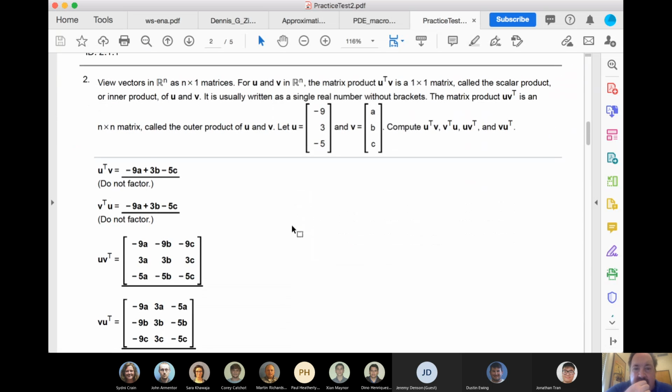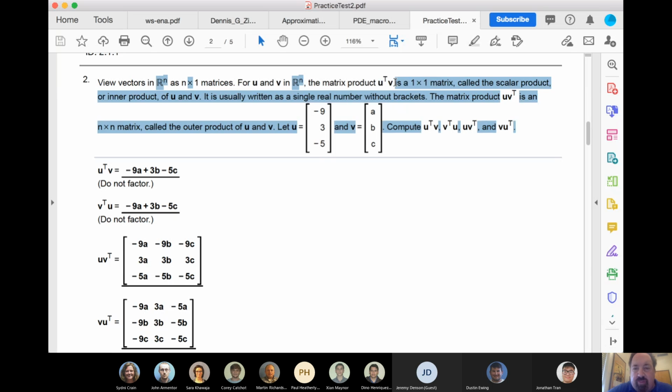The next problem is also about matrix arithmetic, but of a different sort, working with vectors. Vectors in the linear algebra world are always thought of as columns. So U and V are given to be column vectors. In this case, each of them has 3 rows, 1 column. So then U transpose V.